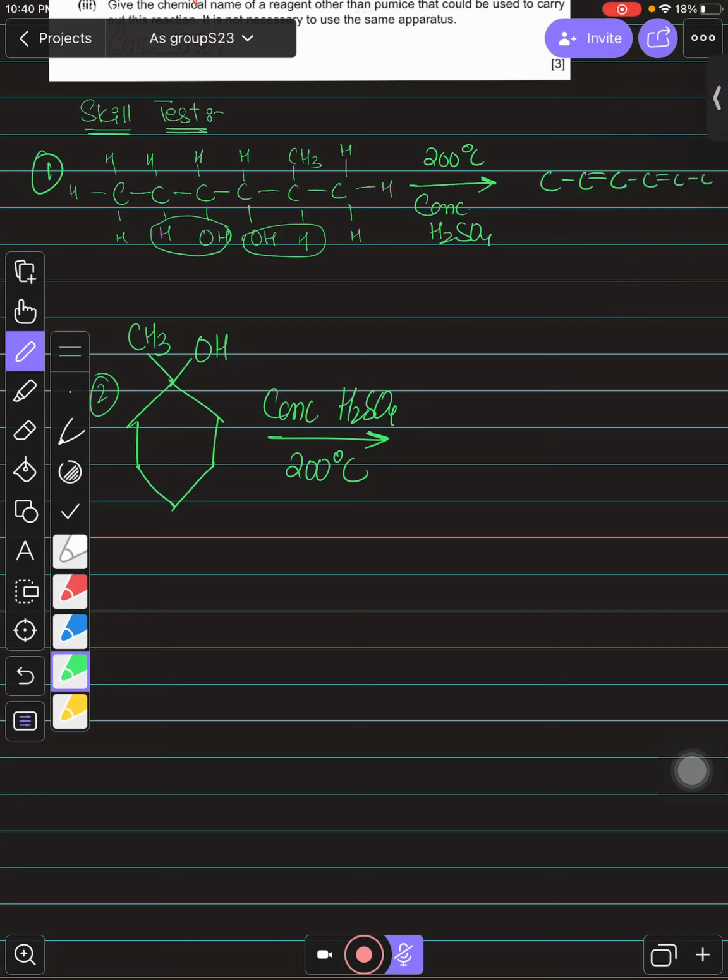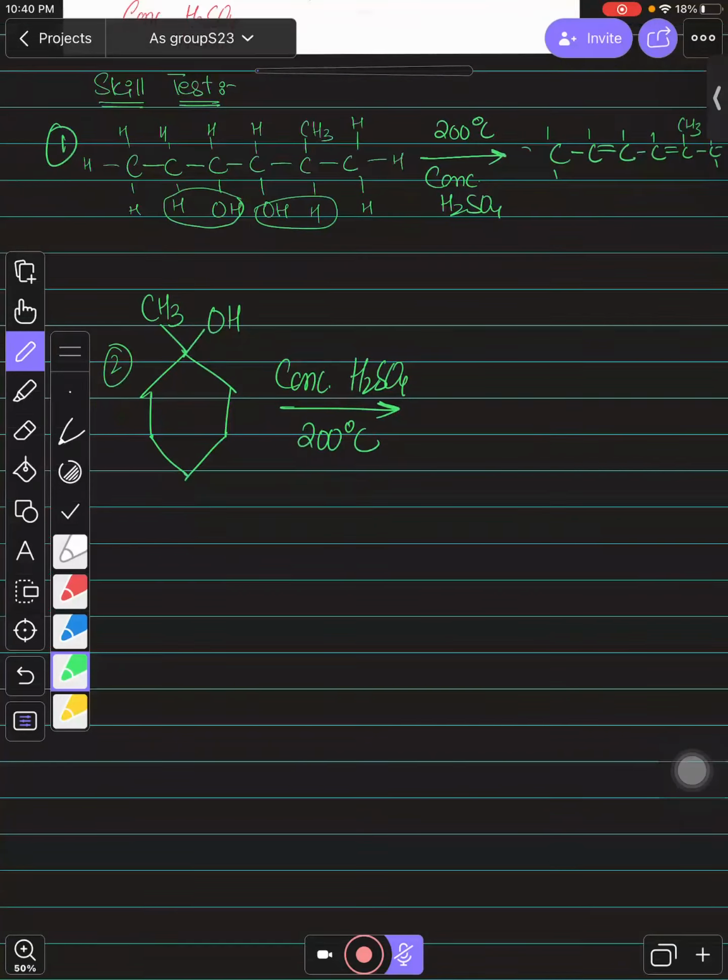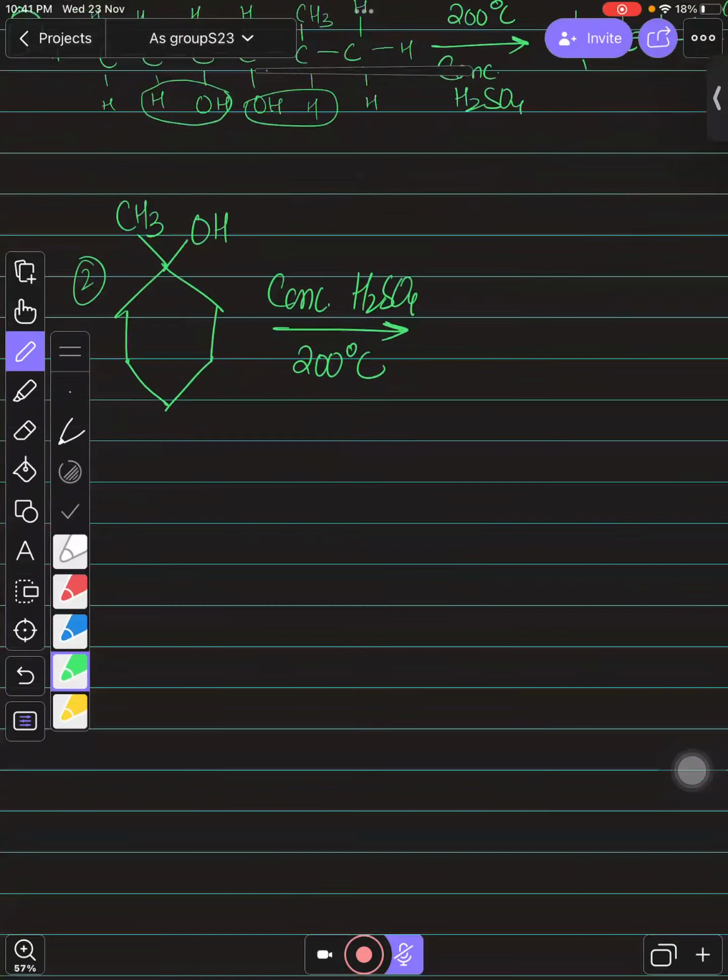And this carbon will be having hydrogens, it will be having CH3, and hydrogen, hydrogen, hydrogen, hydrogen, hydrogen. This will be the molecule. As long as you have hydroxyl over there, and the adjacent carbon has hydrogen, definitely the water molecule will be eliminated, right? The same applies if you talk about this structure.